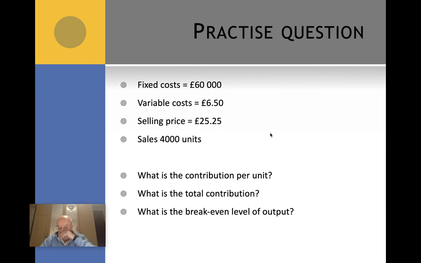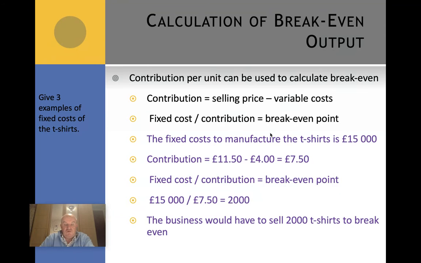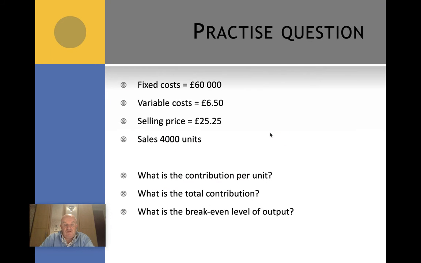So there's a practice question. You can use some of the information that we just talked through there. Have a go at that practice question. Similar sort of thing. You've got fixed costs at £60,000, variable costs at £6.50, a selling price of £25.25, and sales of 4,000 units. With all of that information, you should be able to calculate from those figures what your contribution per unit is, what your total contribution is, and the break-even level of output by using the formulas that we just worked through.